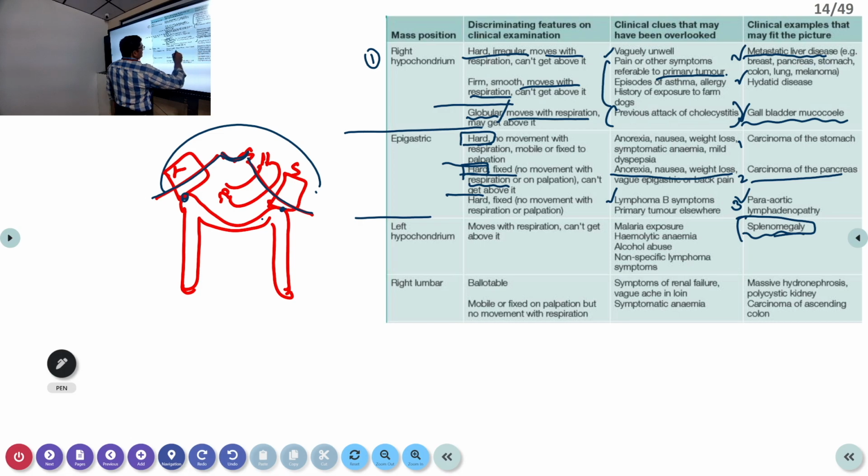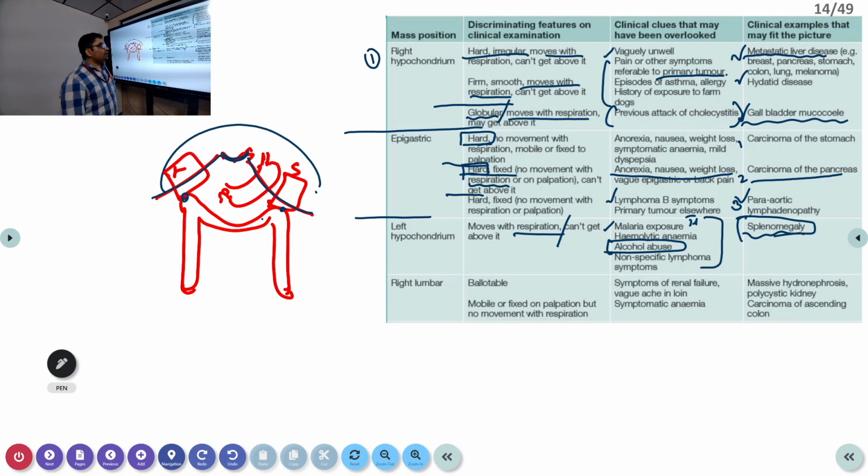The spleen also moves with respiration, and you can't get above it, mainly because it goes underneath the costal margin. It passes under the costal margin, so you may not get above the swelling. Malarial exposure causes what is called tropical splenomegaly. Hemolytic anemia and alcohol abuse are other causes. Alcohol abuse will cause portal hypertension. In all conditions where there is portal hypertension, the patient will have splenomegaly. With alcohol abuse, the patient will have a cirrhotic liver, which will lead to portal hypertension, and the portal hypertension will lead to splenomegaly. As I told, most of these are medical conditions, and they may keep a case of splenomegaly for you in your medicine exams.